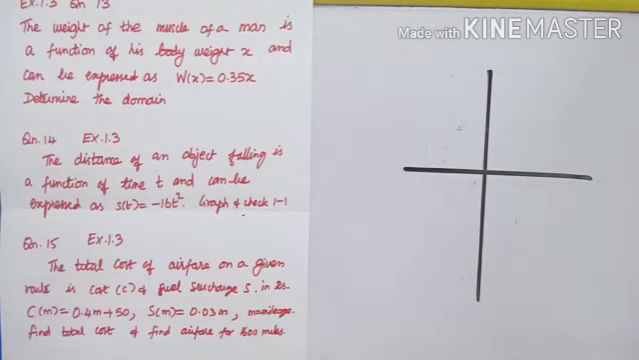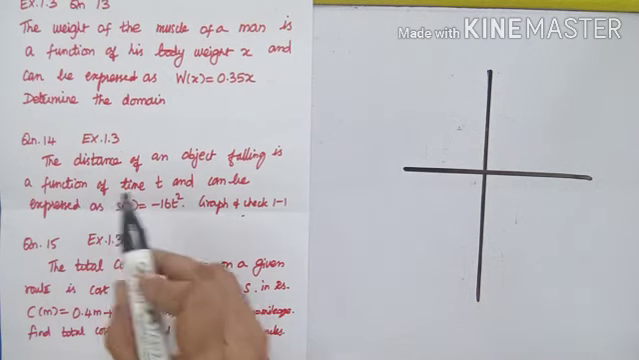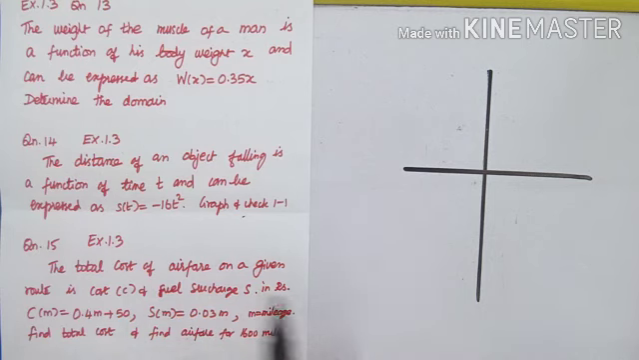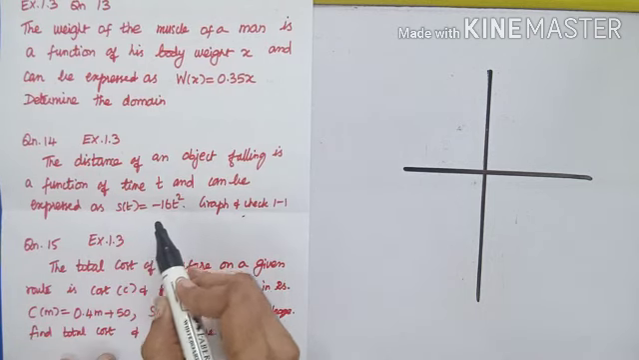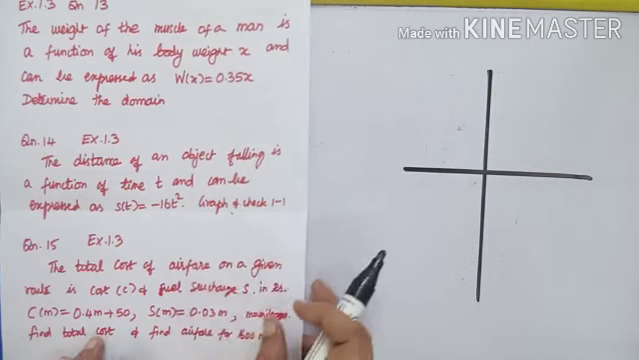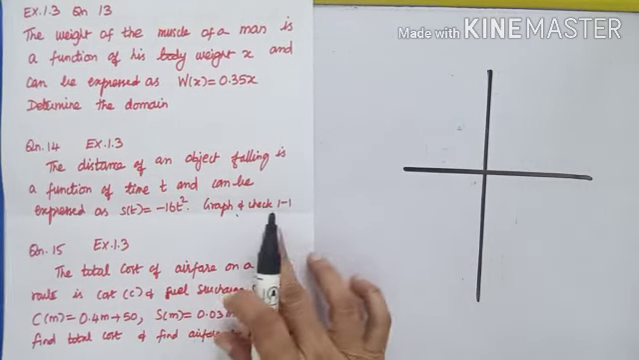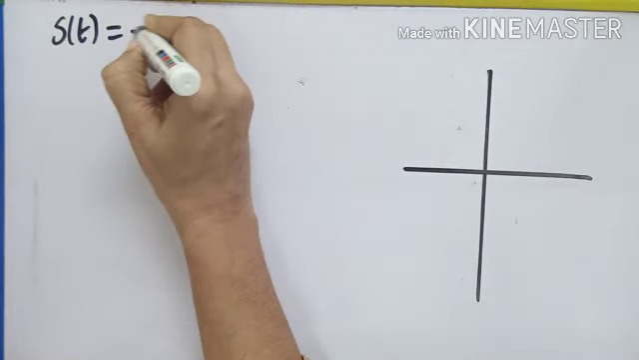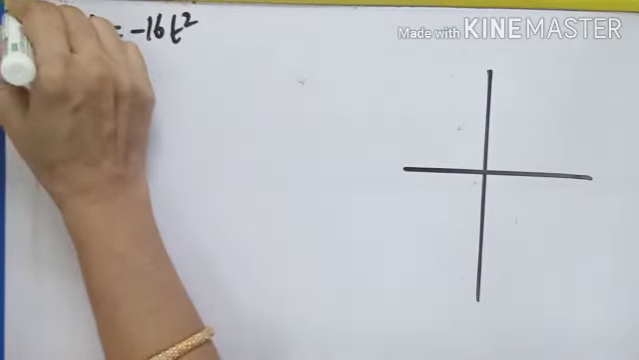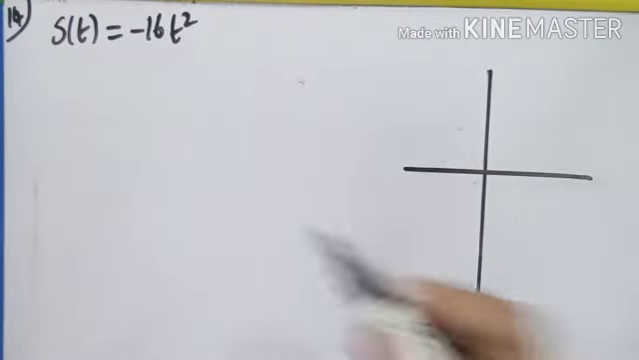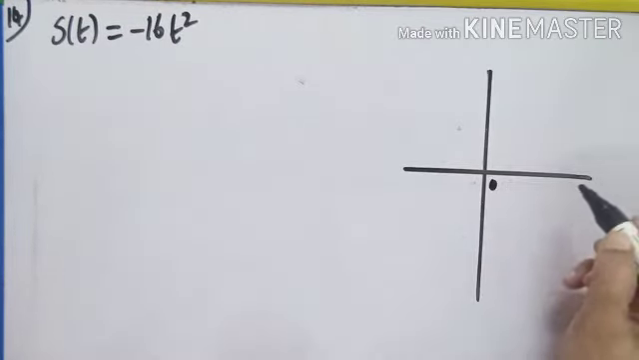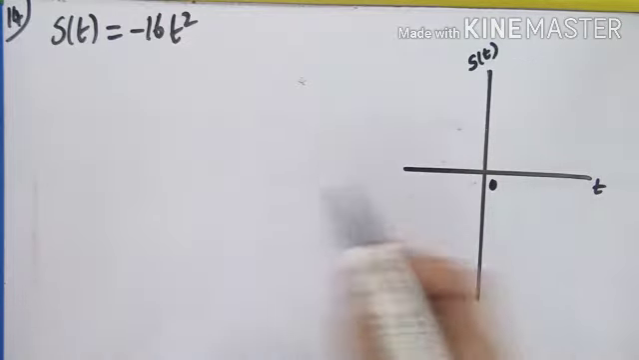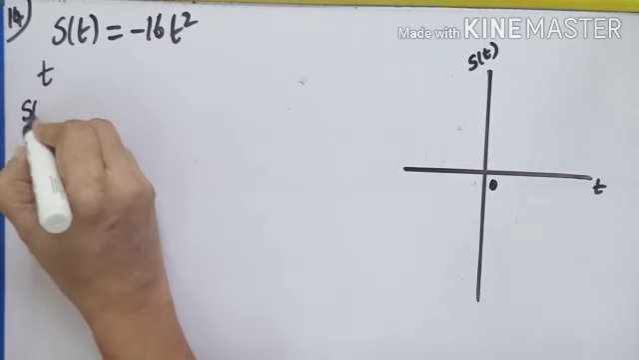Exercise 1.3, question number 14. Distance of an object falling is a function of time t and can be expressed as s(t) equals minus 16t square. Graph the function and check 1-1. So what is given? s(t) equals minus 16t square. How shall we graph? We'll mark 0, and this is t and this is s(t). As I plot t, s(t).